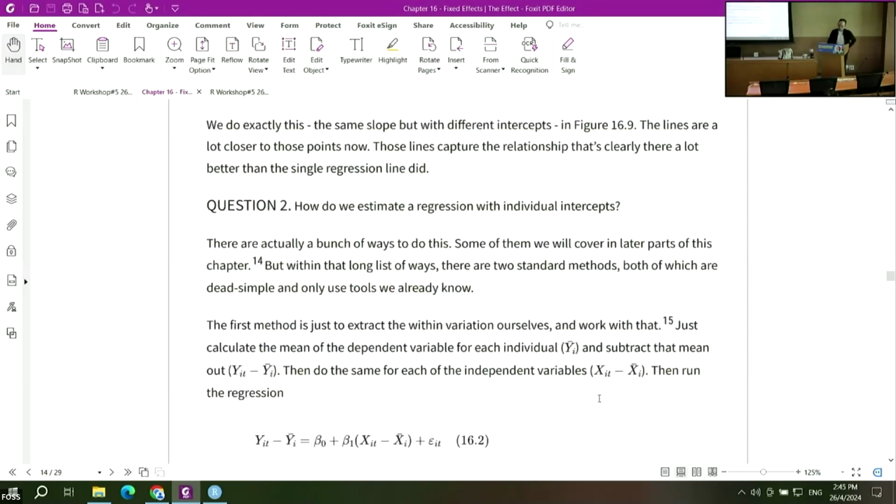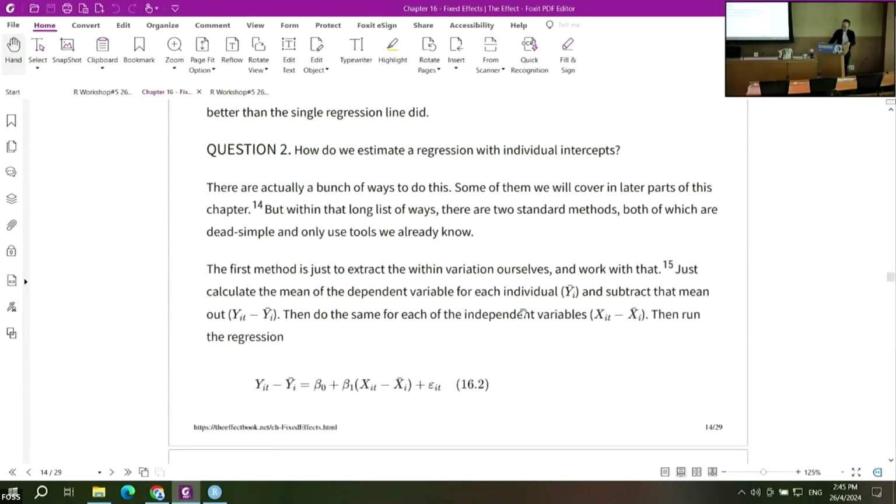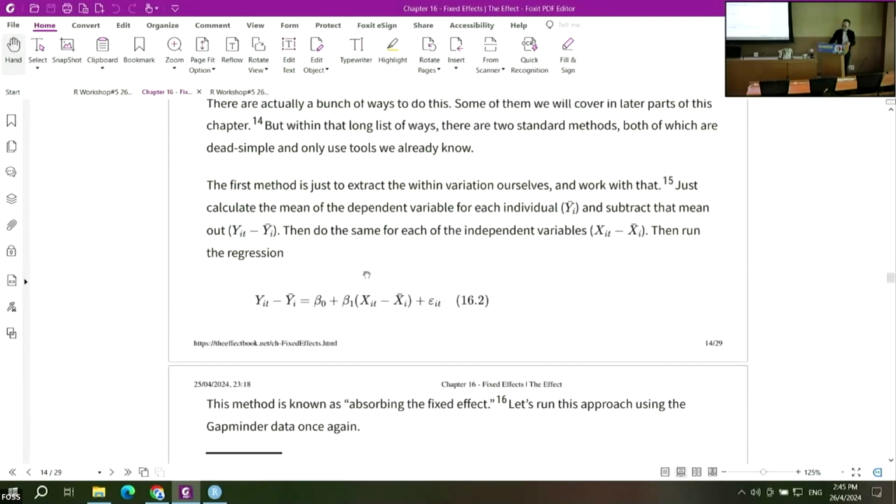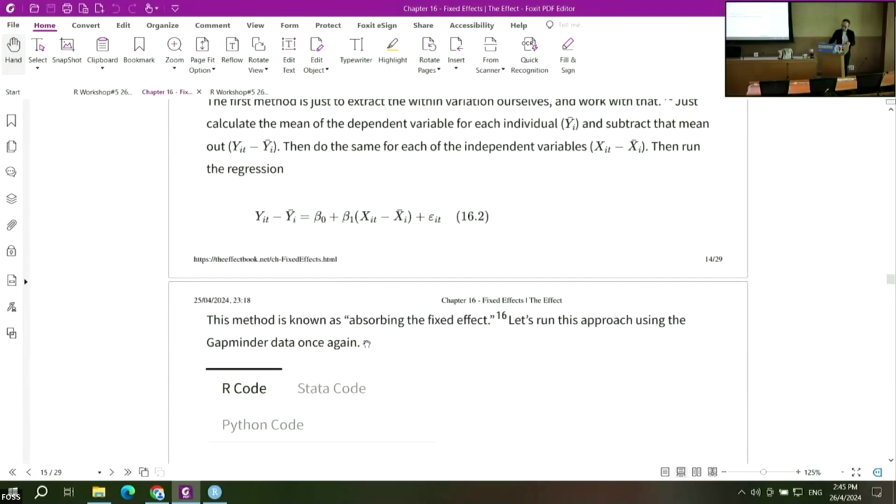Okay, so instead of doing the fixed effects, it's actually going to be having multiple regression lines drawn, hypothetically. All right. So now the second question that comes up is how do we actually estimate the regression with individual intercepts? Again, we have a bunch of ways to do that. First one is to extract the within variation and work with that: calculate the mean of the dependent variable for each individual and subtract that mean. You do the same for all the independent variables, then go back to the regression. This is called the absorbing the fixed effects approach.